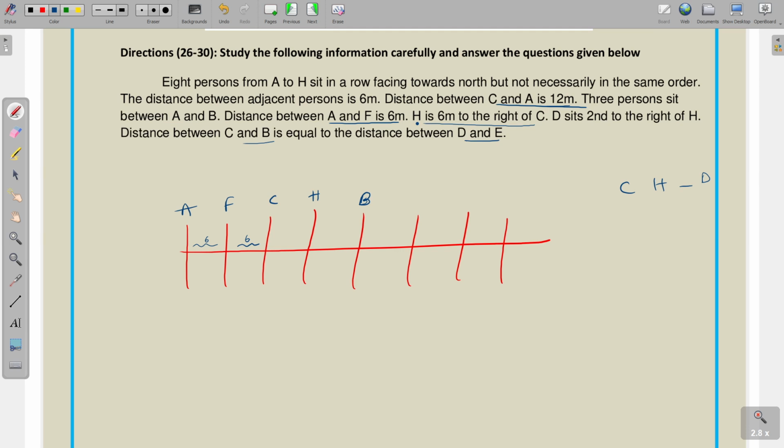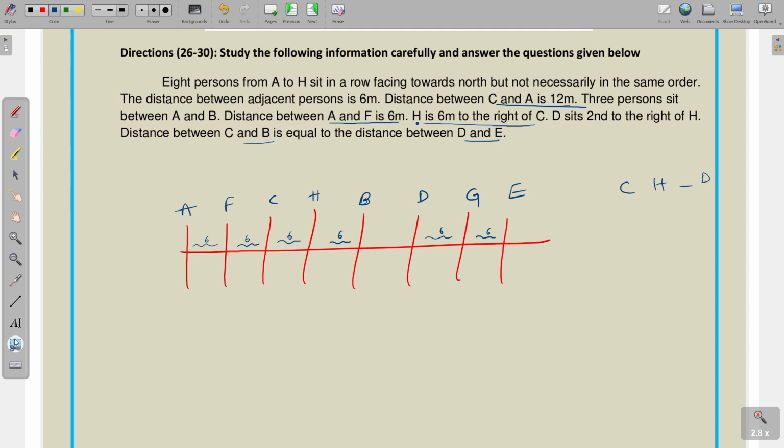And next, D sits second to the right of H. So D sits second to the right of H, in the sense D is placed here. And next, the distance between C and B is equal to the distance between D and E. So C and B are 6 plus 6, total 12 meters, and also between D and E, here 6 meters and here 6 meters, 6 plus 6, that is also 12. The remaining person G is placed here.